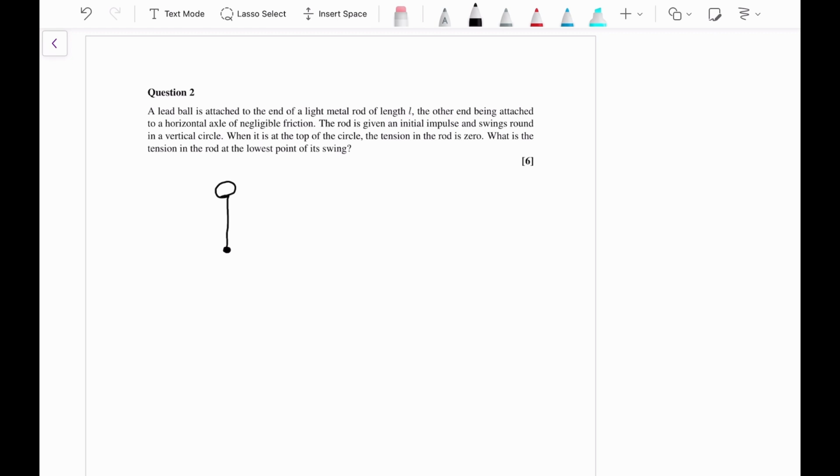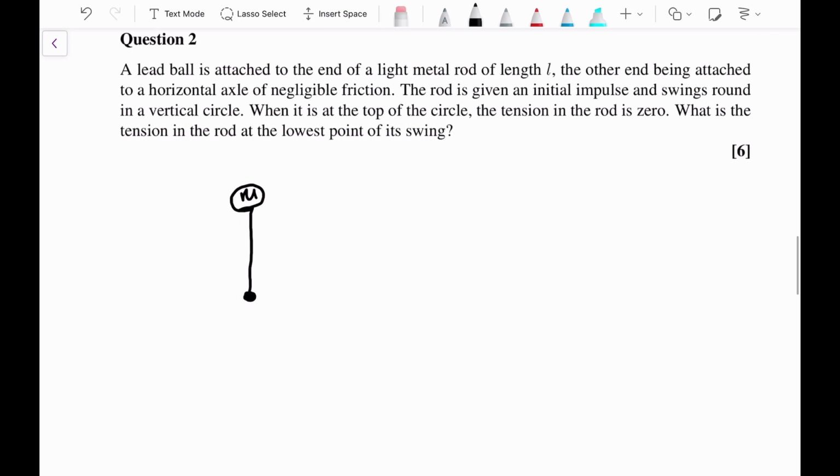Now the lead ball is of mass m. Let's set it as mass m. And now, what is happening right now is that the tension in the string, in this case, should be either way. Let's say it this way, T is actually equal to 0. So how does this happen?